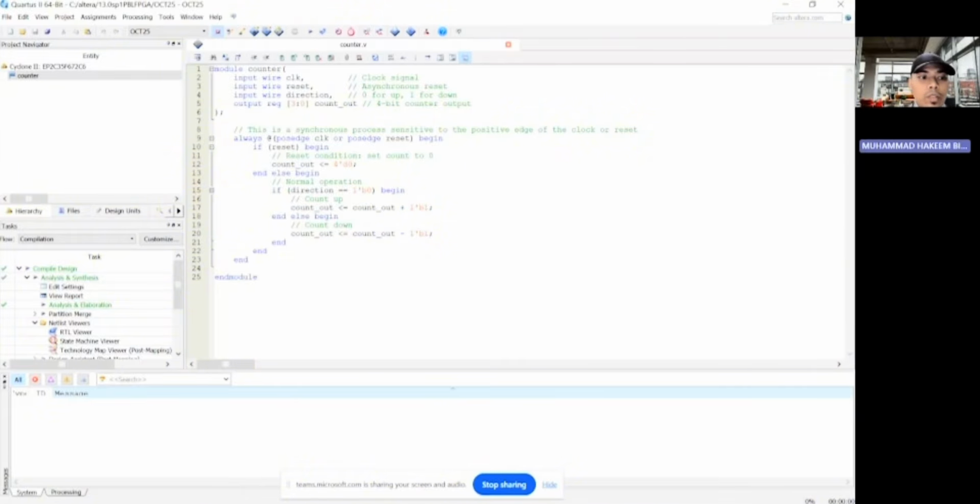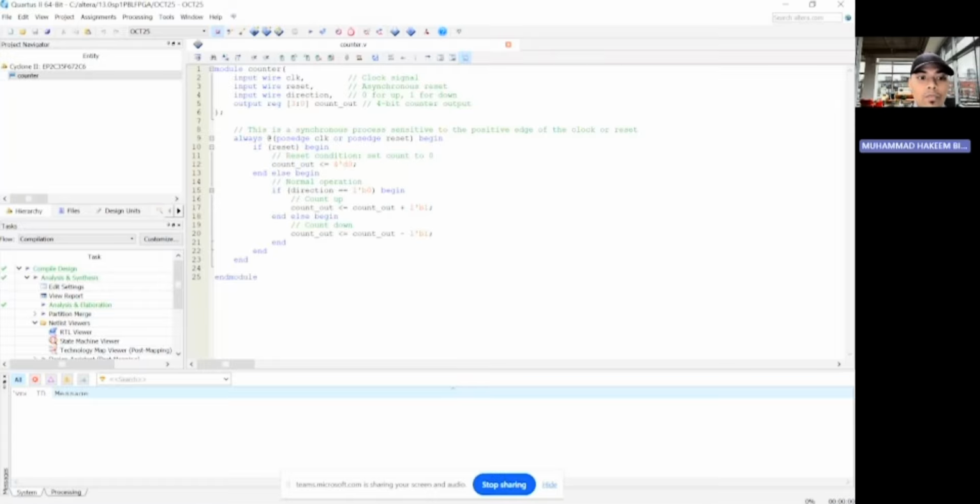Use of non-blocking assignment. Non-blocking assignments are used in this design because the counter is a sequential circuit. This ensures that all register updates occur simultaneously at the clock edge, preventing timing conflicts and making the behavior predictable during synthesis and simulation.